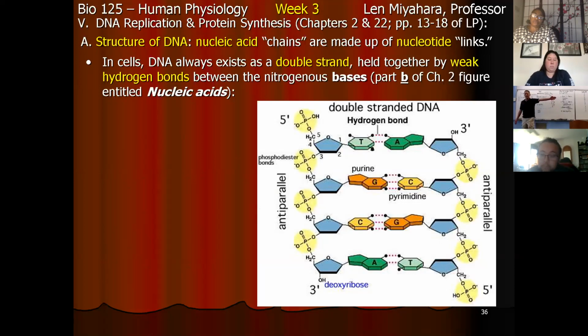This strand is like this. The other strand is like that, upside down. And you can tell by where the phosphates hook up on the sugar. This phosphate is hooking up on the 5-carbon. That's why this is called the 5-end. This one's hooking up on the 3-carbon. That's why this is called the 3-end. Everybody see that?